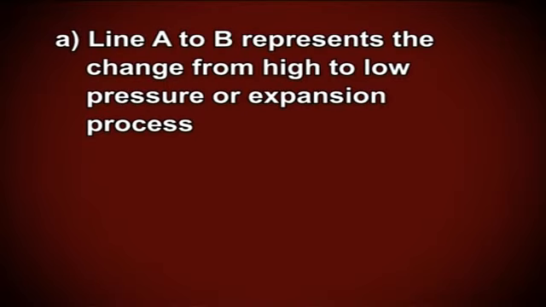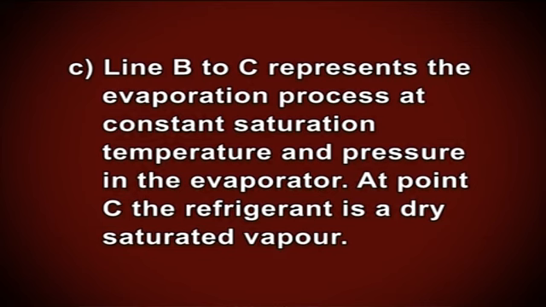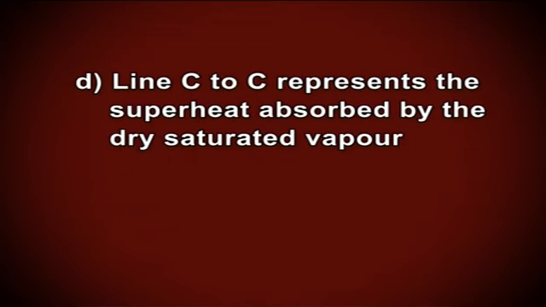A. Line A to B represents the change from high to low pressure, or expansion process. B. Line B to B' represents the amount of liquid flashed off in the expansion valve, cooling the remaining liquid. C. Line B to C represents the evaporation process at constant saturation temperature and pressure in the evaporator. At point C, the refrigerant is a dry saturated vapor. D. Line C to C' represents the superheat absorbed by the dry saturated vapor.